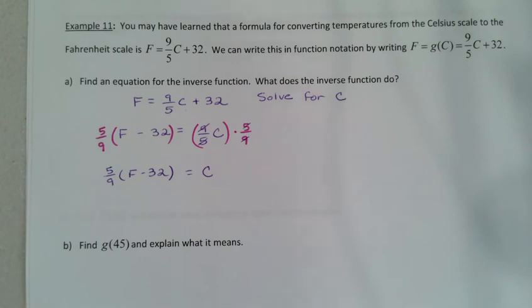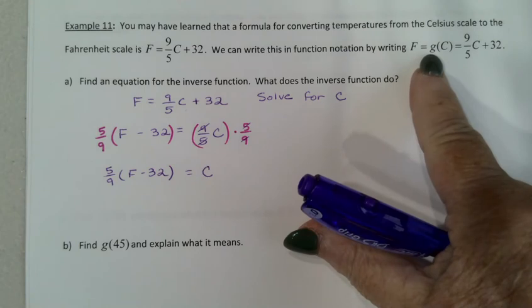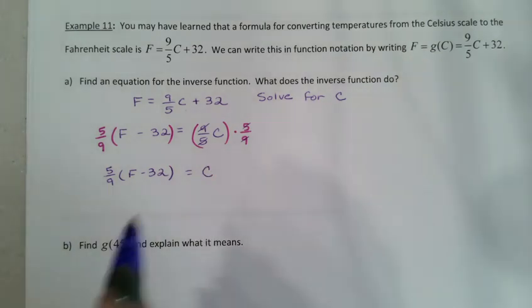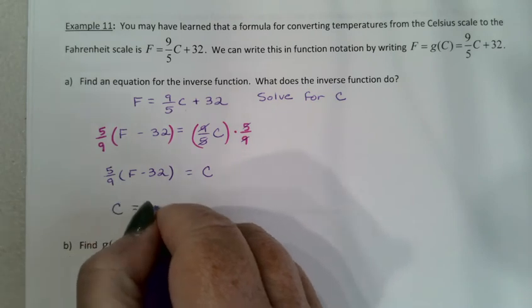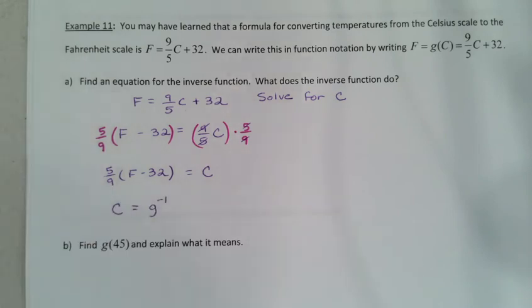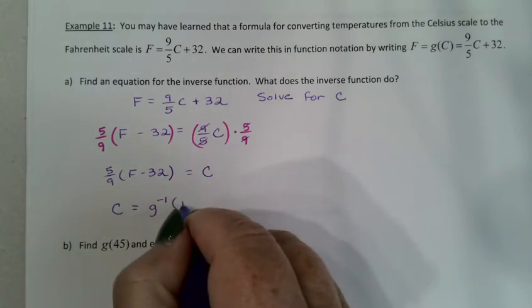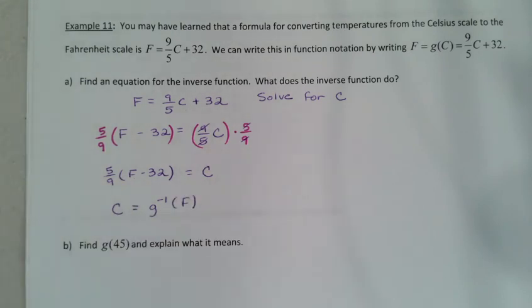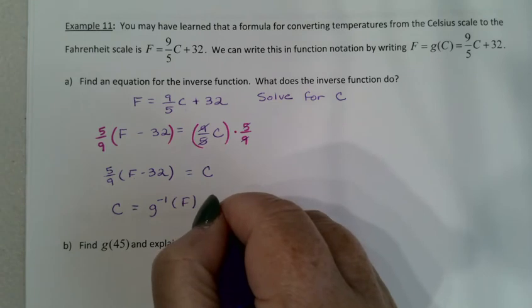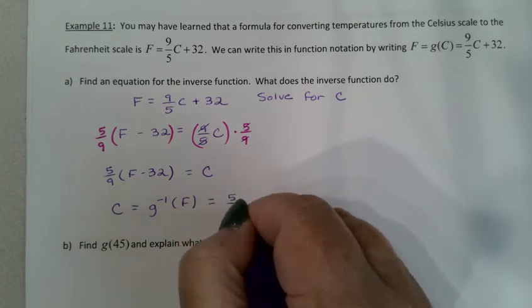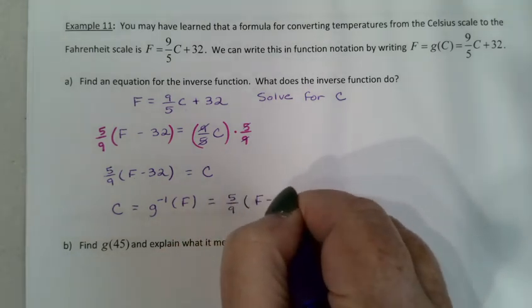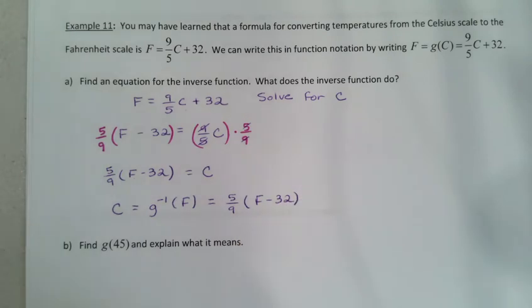Let's write inverse function notation for that. Originally, I used the letter g, so I'm going to now say c equals g inverse. My new input variable is f, so it'll be g inverse of f. And that's 5/9 times f minus 32.